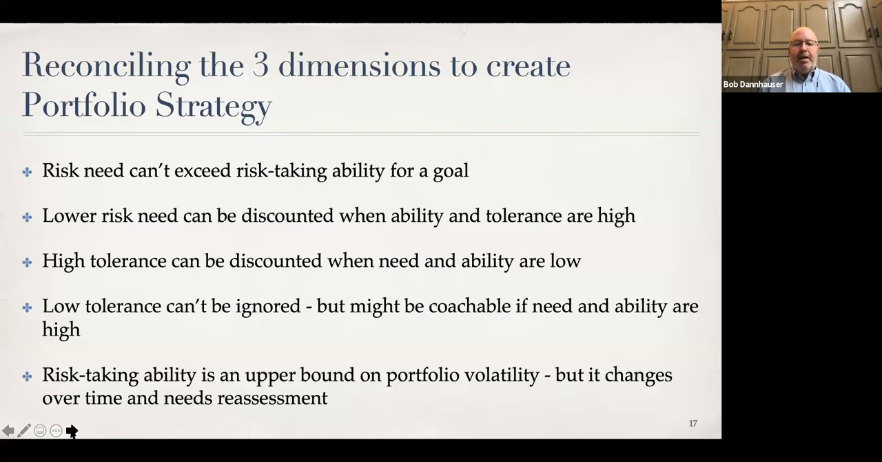And then the last one: risk-taking ability is an upper bound on portfolio volatility. So we've talked about how that really needs to be the deciding dimension here in terms of an ability to take on risk. But that risk-taking ability changes over time. So by measuring or assessing it now, you're not done. You really need to come back and look at this. Some would recommend as often as 6 months. I personally think that's a little bit of an overkill. If you've done a thorough financial plan or have access to that plan, if you were to revisit risk-taking ability every year or two, I think that would be adequate. But don't assume that what you've assessed today will in fact be appropriate for guiding strategy 2 or 3 years from now.